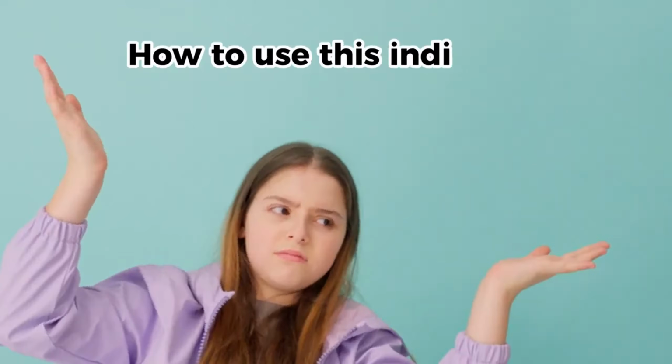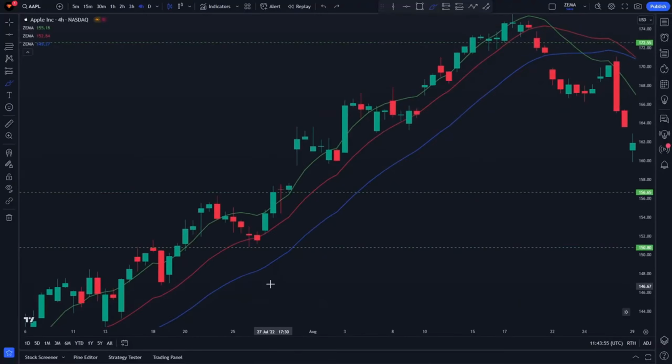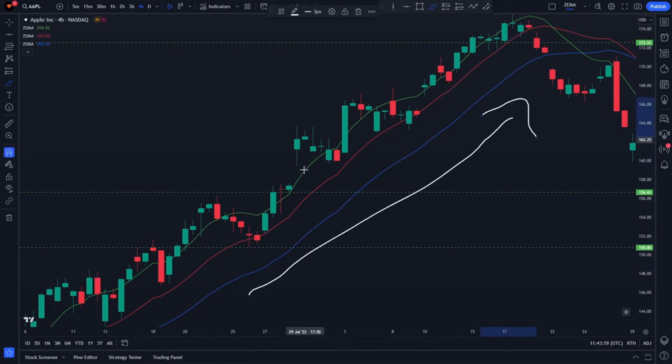So, how do we use this indicator to enter our trade? The strategy is pretty simple. First, we need to wait for the bull trend to occur.